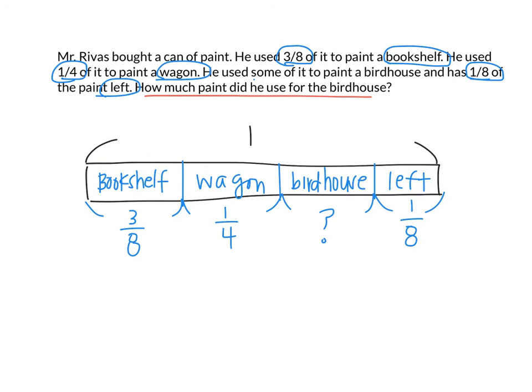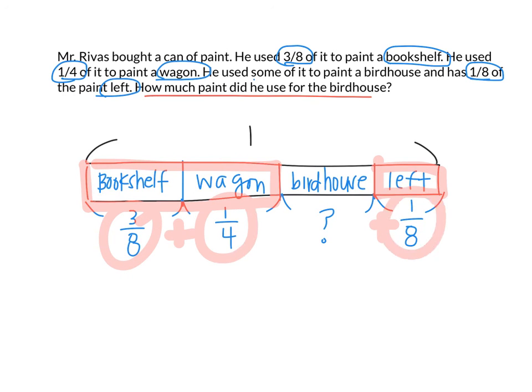But the main idea of what we're trying to do first, the first step, is to add, right? What do we need to add? You need to add 3/8 and 1/4. Okay, we're going to add that first. We're also going to add 1/8 to it. Do you guys agree? Yeah. Okay, so we basically want to do 3/8 plus 1/4 plus 1/8. Once we find the sum of these three amounts, that'll allow us to subtract it from 1, right, in order to find out how much is left for the birdhouse.